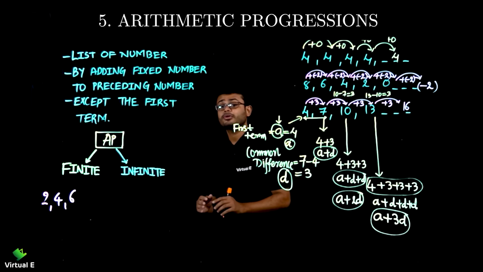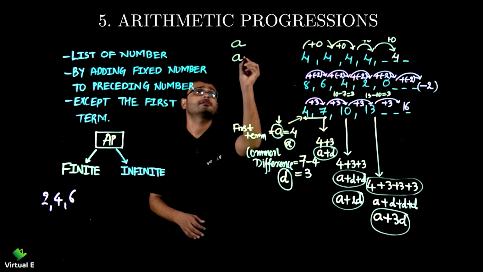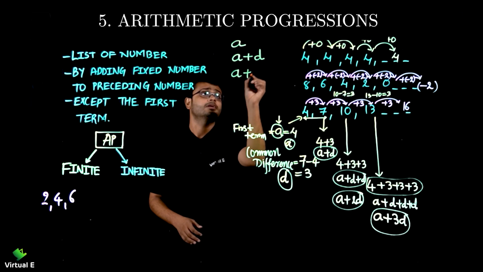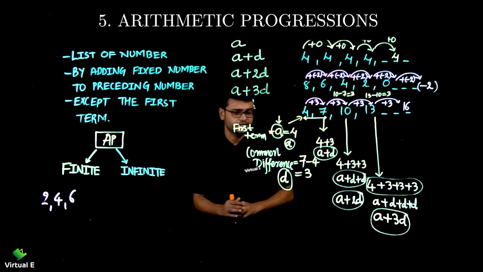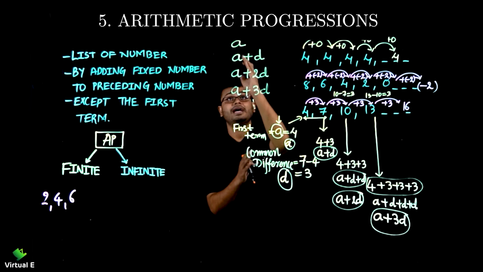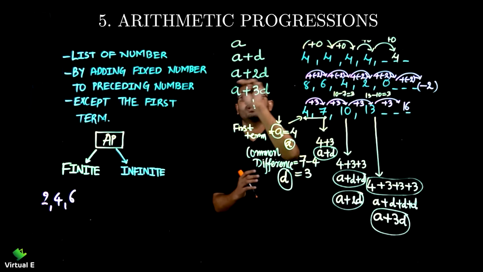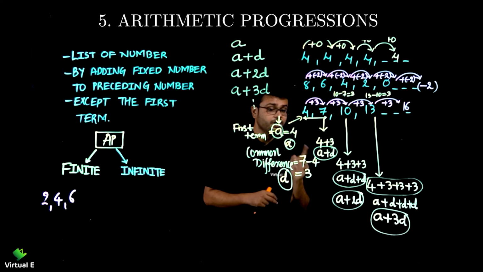Right. So if I want to write an AP, my first term will be a, second term is a plus d, third term is a plus 2d, and fourth term is a plus 3d, and you can go on continuously. I have taken this from this AP only. a as it is, second term a plus d, third term a plus 2d, fourth term a plus 3d. Simple. So this is the idea behind the arithmetic progression.